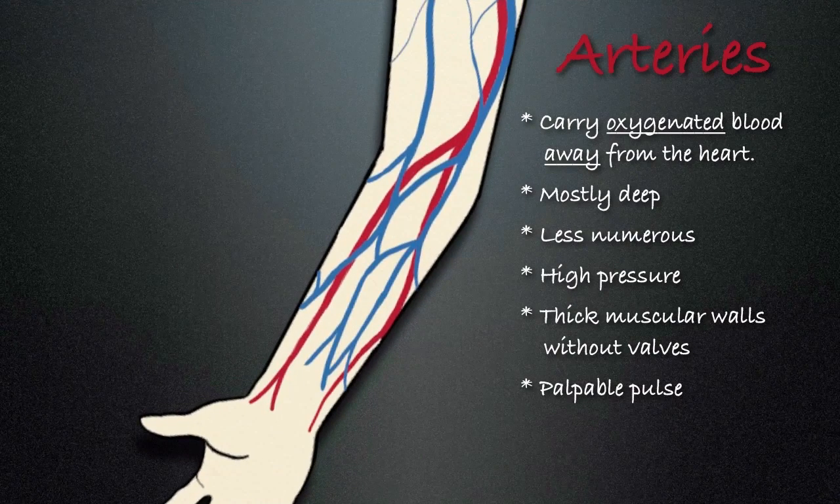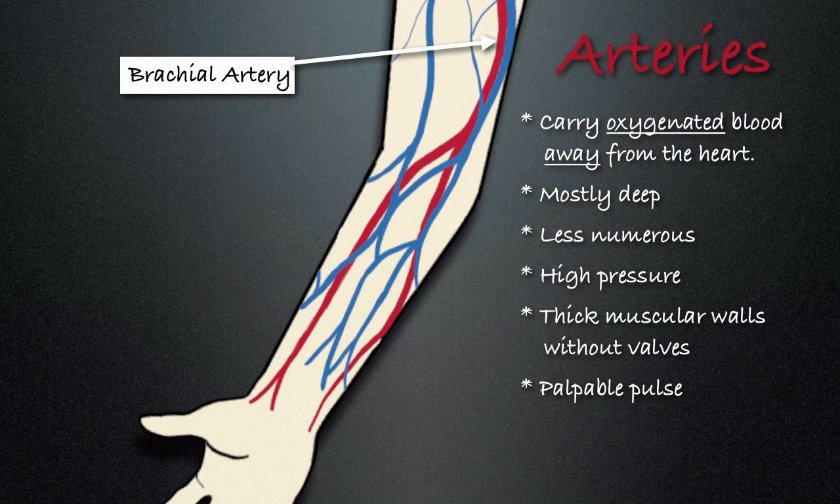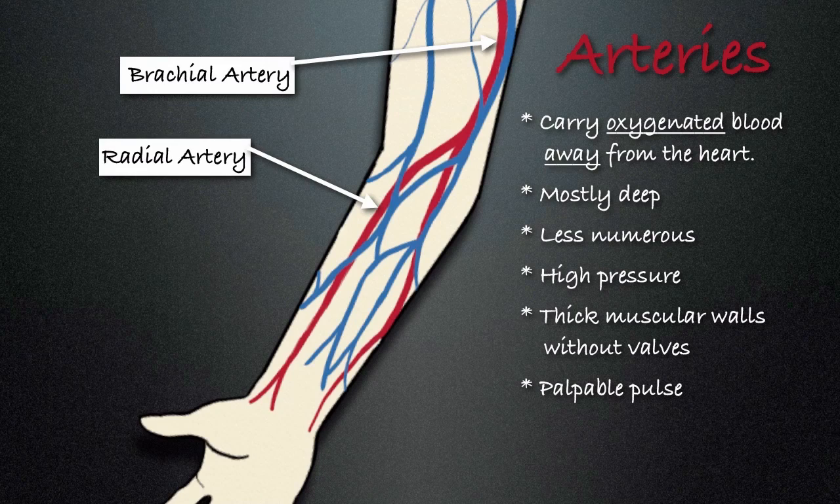When you check a pulse on a patient, you are feeling the pulse of blood through an artery. Looking at this arm, we can see there's only one main artery that carries blood down the upper arm, called the brachial artery. Just before the elbow, the artery splits into two branches. The radial branch runs along the thumb side of the arm. This is the artery typically used to check a woman's pulse, near her wrist. The ulnar artery runs down the opposite side of the arm.